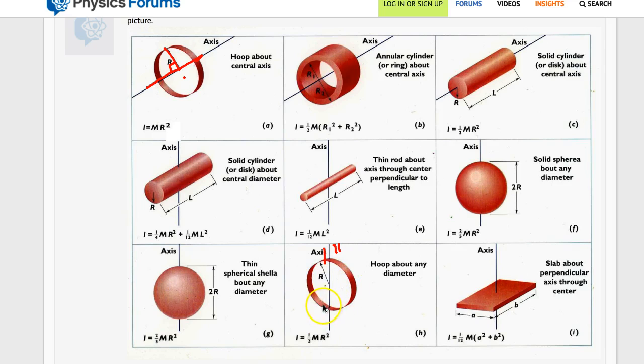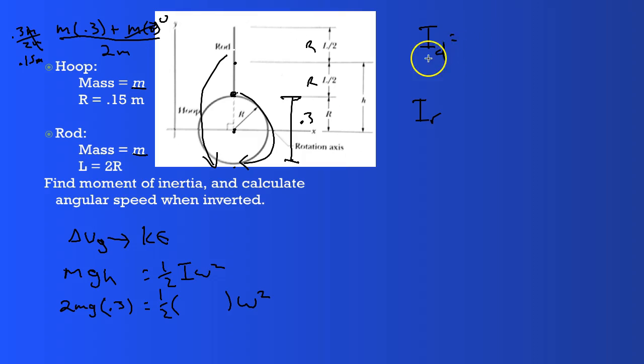You can tell because the rotational axis is going through the sides, so it's kind of parallel to the diameter of this. And so instead of using mr squared, we're using 1/2 mr squared here. So for the disk, it's 1/2 mr squared, and that would be 1/2 times mass m times r, which is just 0.15, squared. We can simplify that, and we get 0.01125 kilogram meters squared times m.